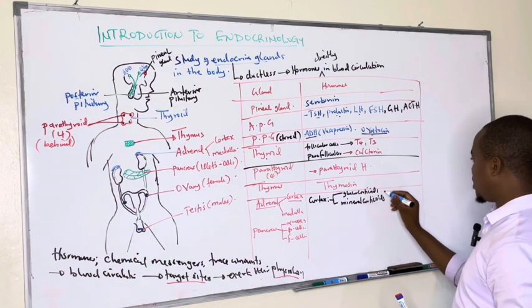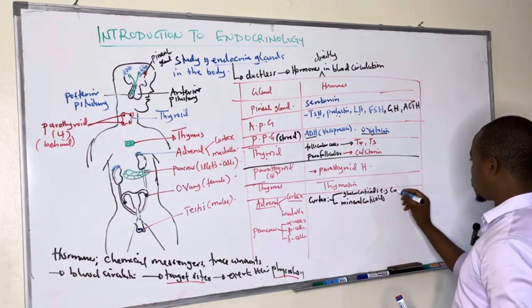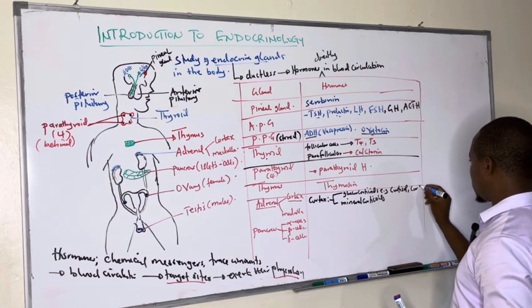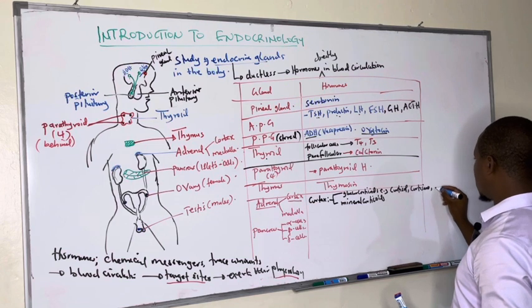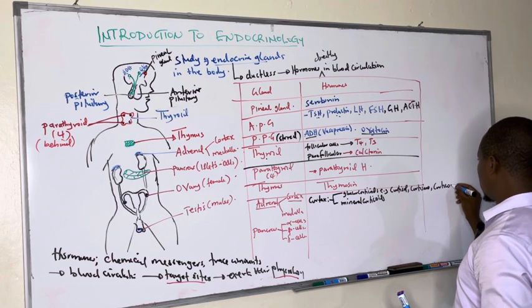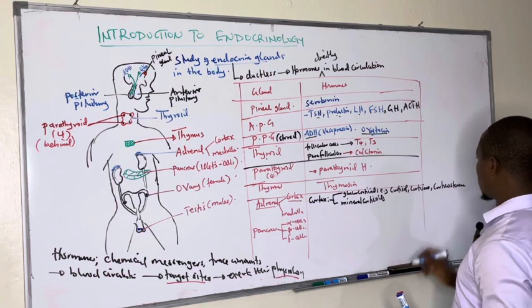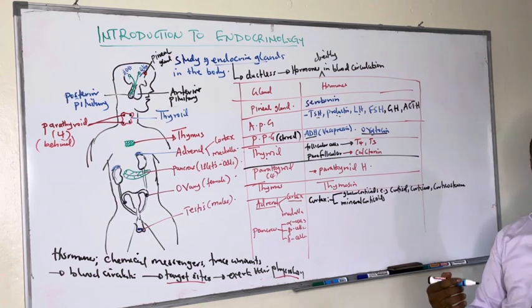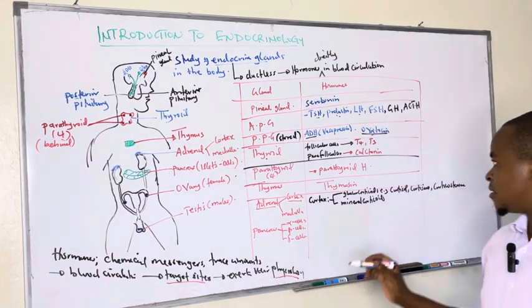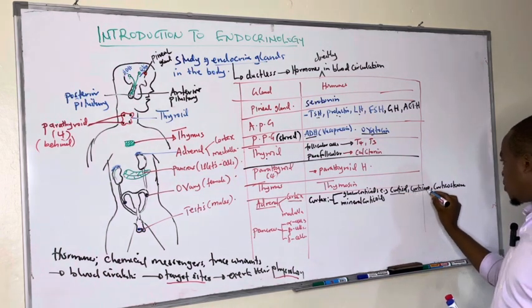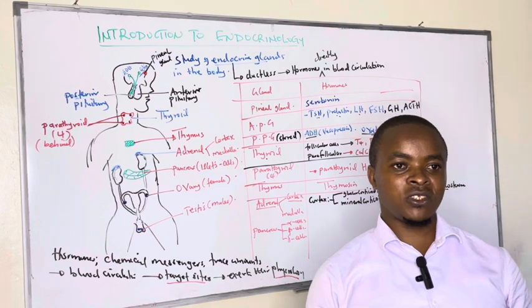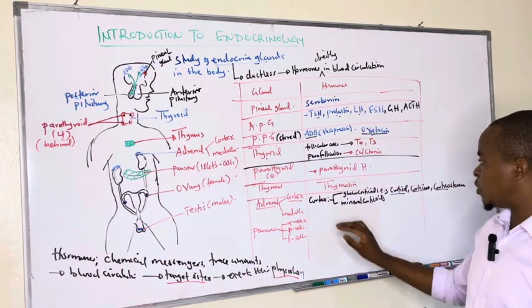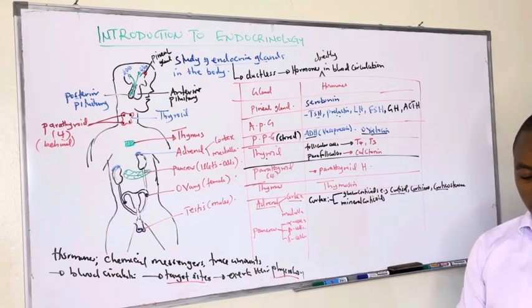And these glucocorticoids include cortisol, cortisone, and corticosteroid. So glucocorticoids include cortisol and corticosteroid hormone. And these are steroid hormones, as we shall see under classification. They are produced by the adrenal cortex.